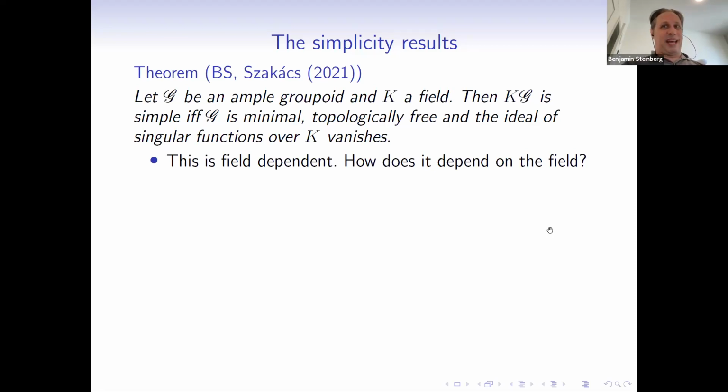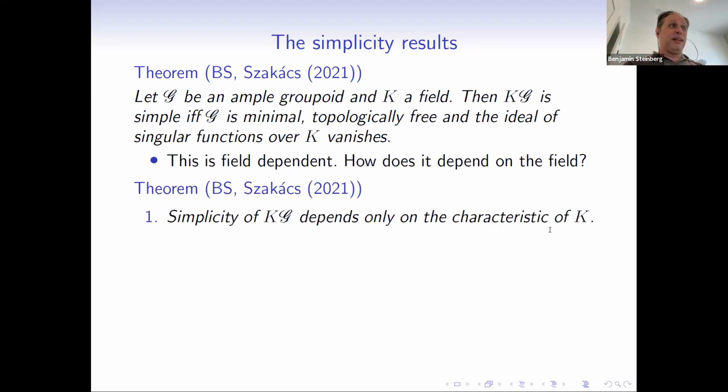This is field dependent because the ideal of singular functions depends on the field, as we saw with the Grigorchuk group. So how much does it depend on the field? The first thing is it depends only on the characteristic of K. So simplicity over the complex numbers, real numbers, or rational numbers, it's all equivalent. This was really a fun thing to do because it's one of the few times in my mathematical life where I had to use Galois theory. So this relies on a descent argument.